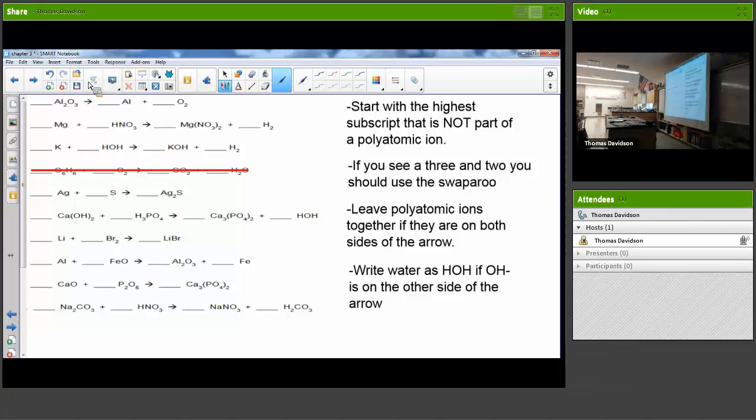Who's with me so far? Who likes this better than naming and formula writing? That's everybody. Did you raise your hand? No, never mind. It was almost everybody.